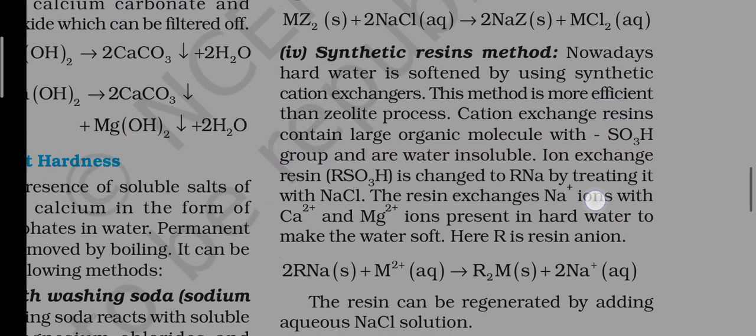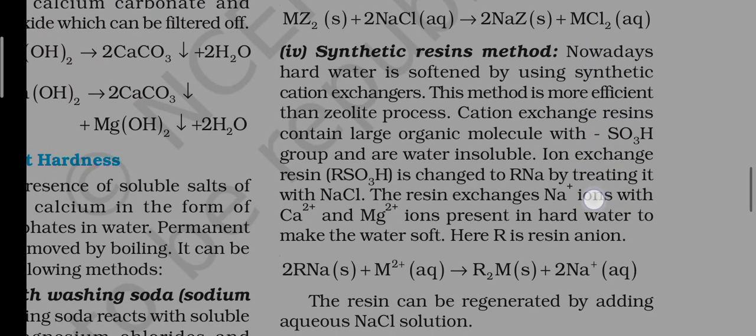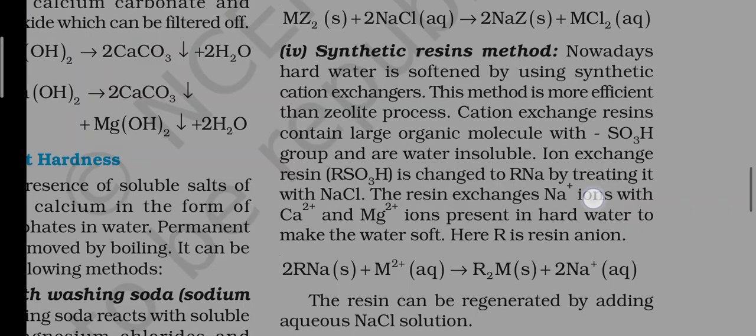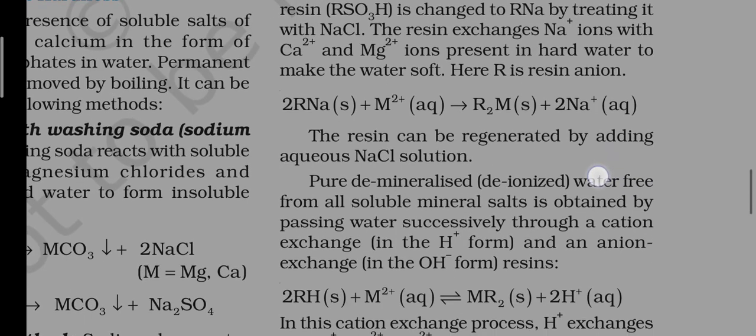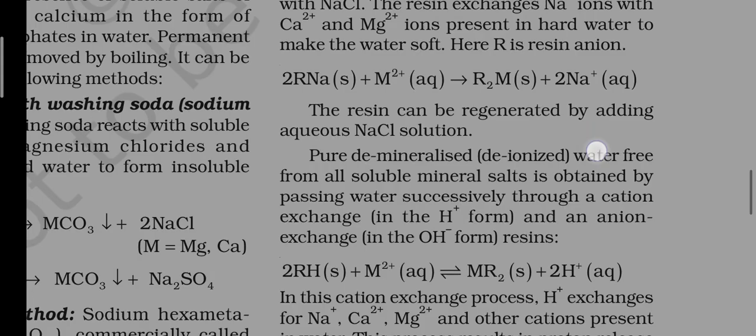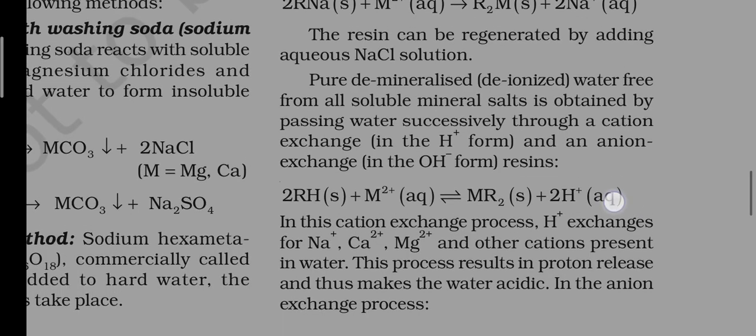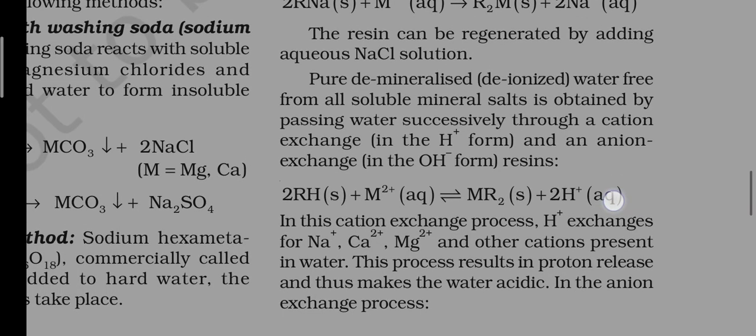Next is synthetic resin method. Nowadays, hard water is softened by using synthetic cation exchangers. This method is more efficient than the zeolite process. Cation exchange resins contain large organic molecules with an SO3H group and are water insoluble. Ion exchange resin is changed to RNa by treating it with NaCl. The resin exchanges Na+ ions with Ca2+ and Mg2+ ions present in hard water to make the water soft. Here R is the resin anion. The resin can be regenerated by adding aqueous NaCl solution.